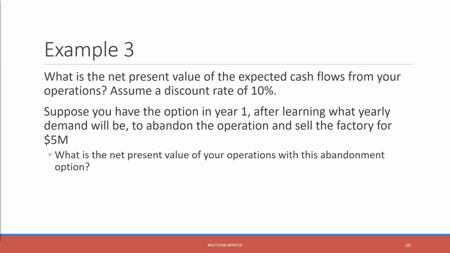Suppose that you have the option in year 1 of learning what the yearly demand will be, but now you can abandon the operation. You can sell the factory for $5 million. What is the net present value of operations with this abandonment option? So when we calculate this, what we'll observe is that for 2 states of the world, it'll be worthwhile to just abandon the project, to sell it off.